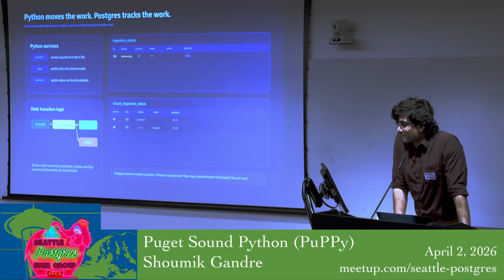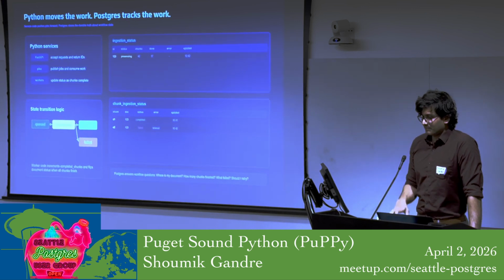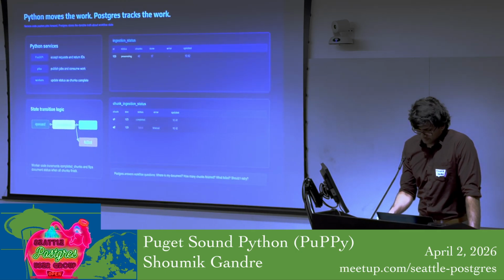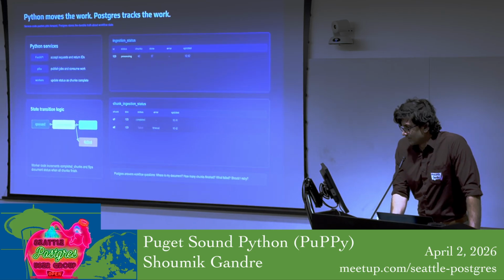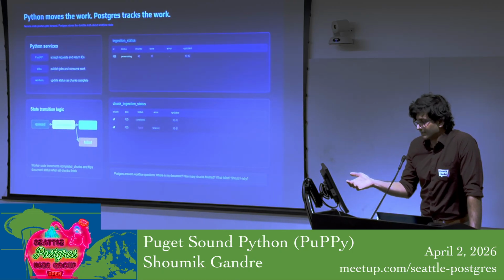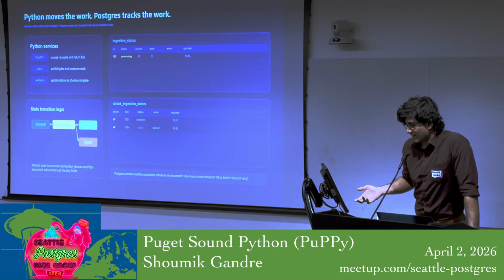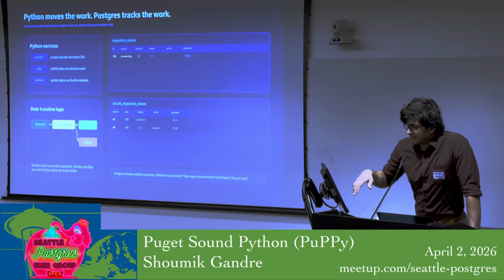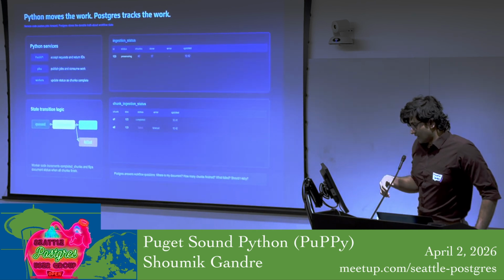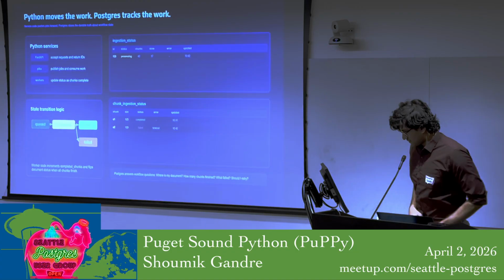So Python moves the work, and Postgres tracks the work. We have Python services doing stuff in the background, and Postgres is handling what happened to the document and to the work all of these microservices are doing. We have an ingestion status table, which tracks the status of a document with an ID. It keeps track of the number of chunks we have broken this document into, how many are done, how many errored out, and where it was last updated. We also have a chunk ingestion status table, which links back to the main document, with the individual status of each separate chunk. Cool.